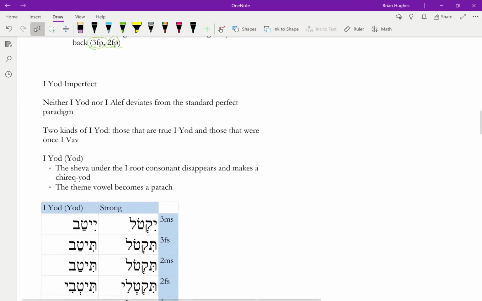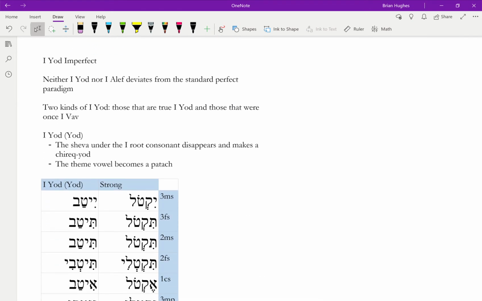So in this chapter, you're going to learn 2 more weak roots having to do with first yod and first aleph. And both of them, we're only going to deal with the imperfect because they don't deviate from the standard perfect paradigm. So again, yay, we're not having to deal with a ton more. But we're going to start with our first yods. There's actually 2 kinds of these first yods. The first kind are true first yods, that is, their first root consonant actually is and was and always has been a yod. And then there's those that were once first root vavs, we think. And so they operate differently.